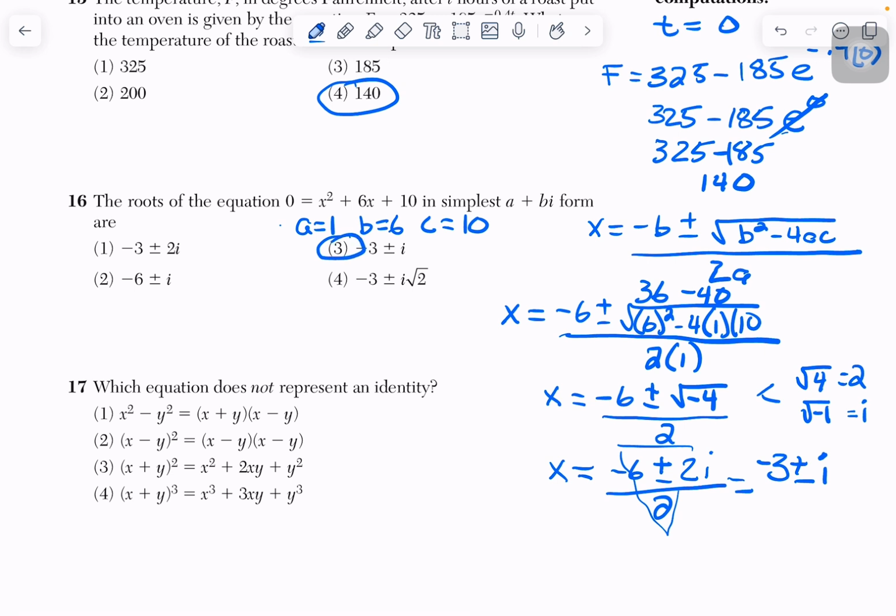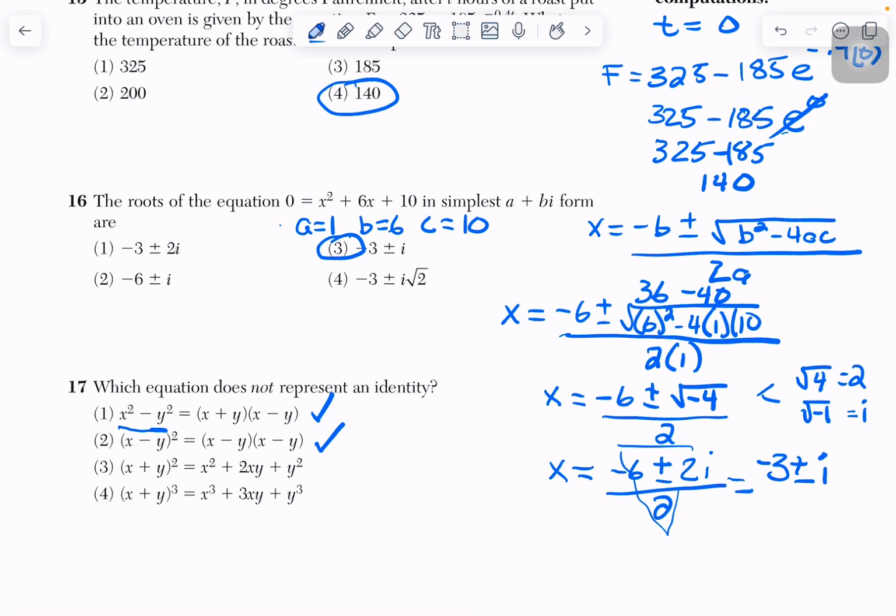Okay. Which one is not an identity? Well, this one is the difference of 2 squares. It factors to that. That's fine. This one here is x minus y times x minus y. That's good. This one here, number 3, if you multiply it out, this one is good also.